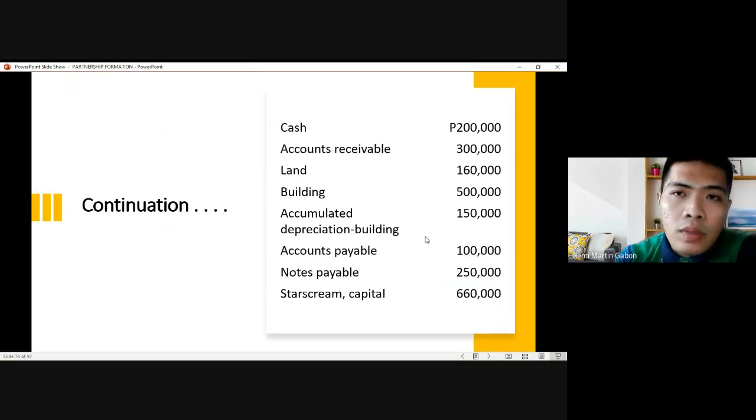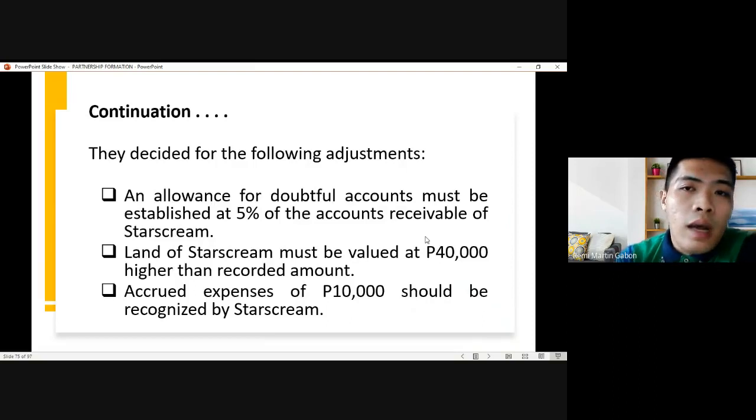So let us continue the problem. They decided to have the following adjustments. This is the difficult part when the problem involves a business owner, because adjustments are involved. Okay? So just follow. They decided on the following adjustments. An allowance for doubtful accounts must be established at 5% of the accounts receivable. So we will create a contra account to accounts receivable, which is allowance for doubtful accounts, at 5%.